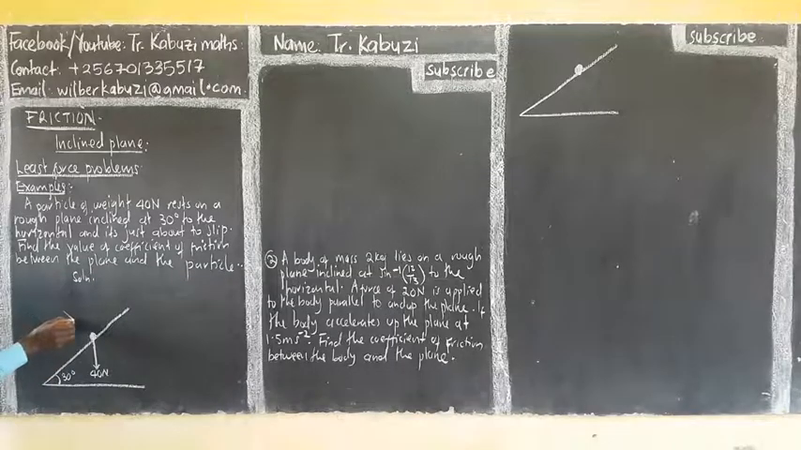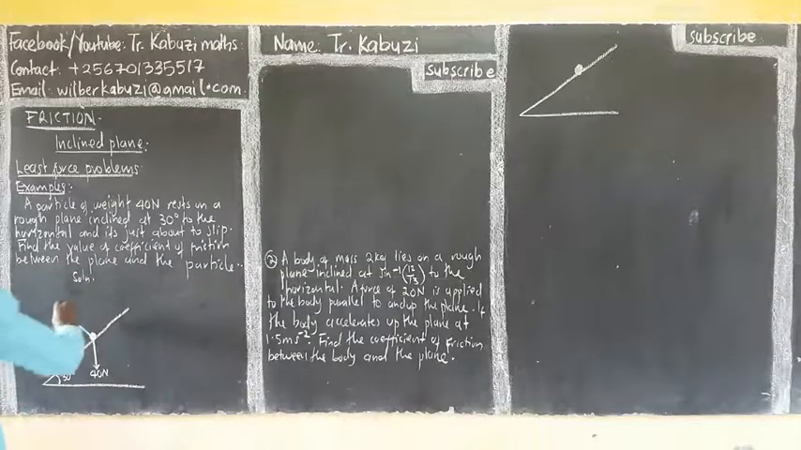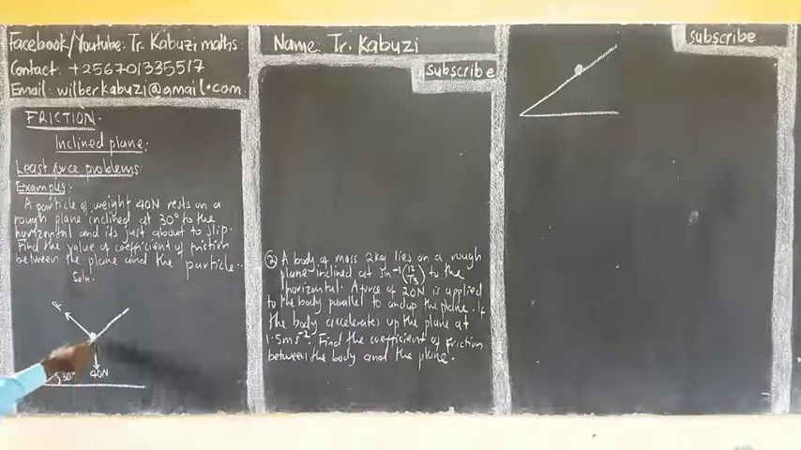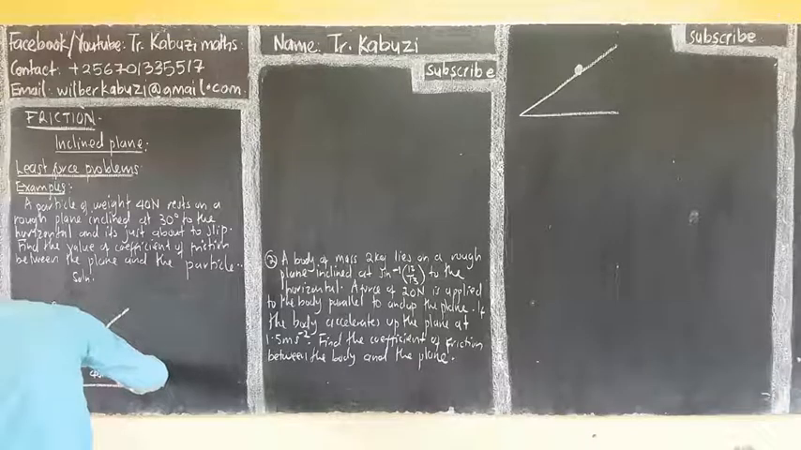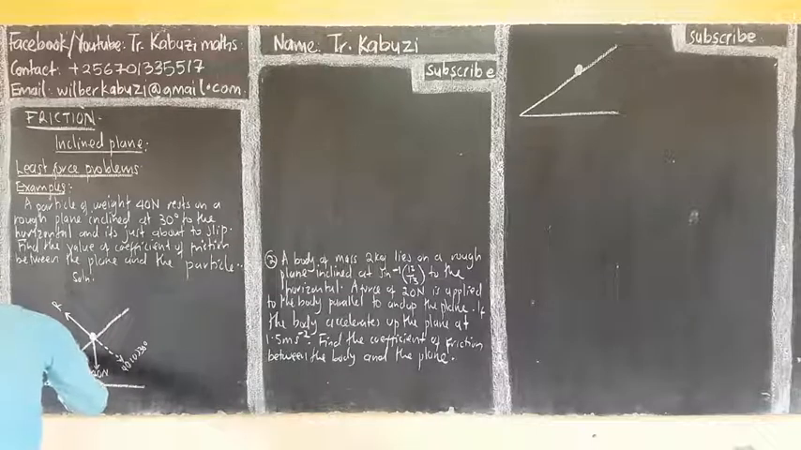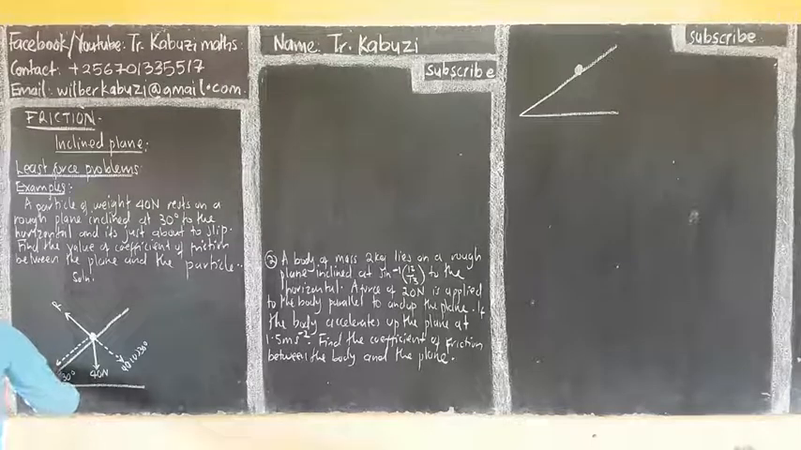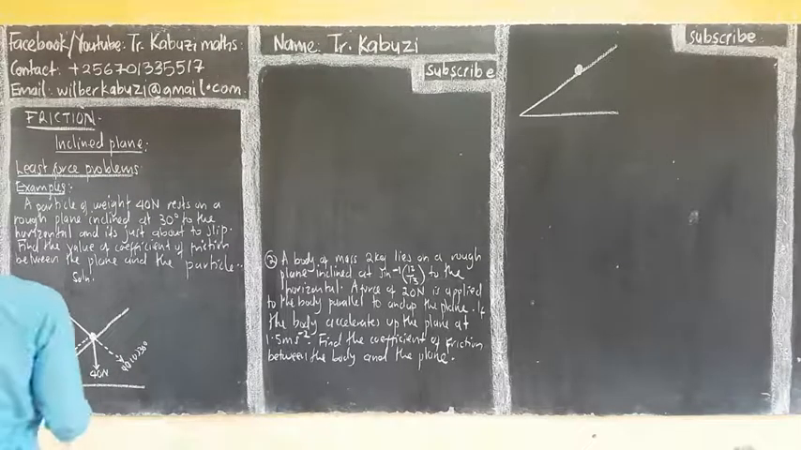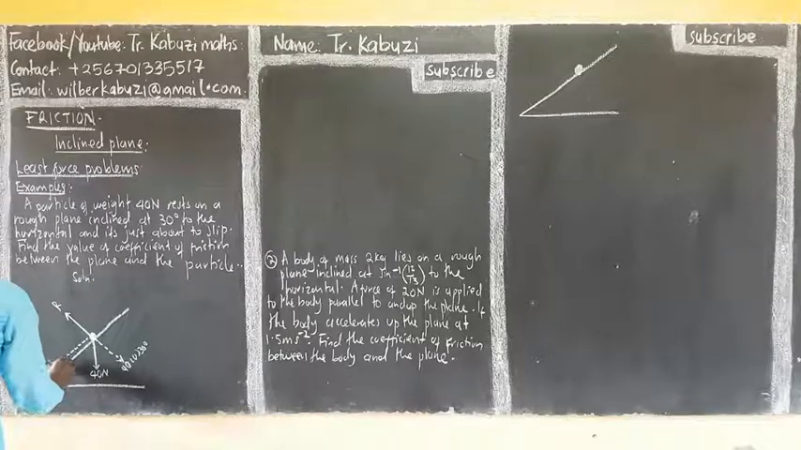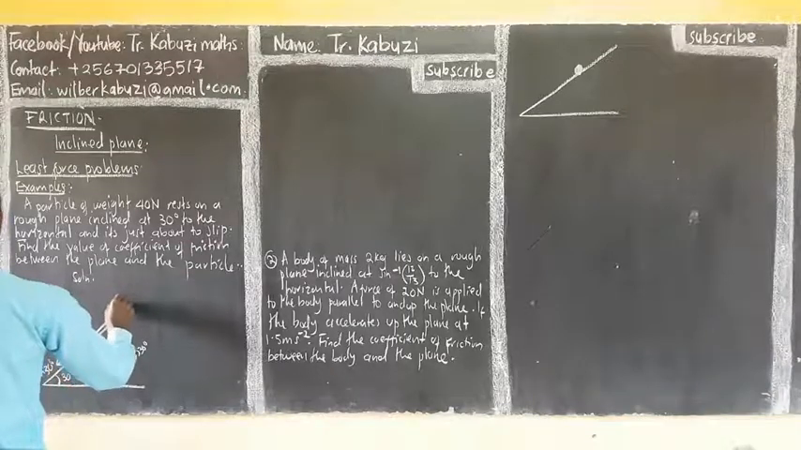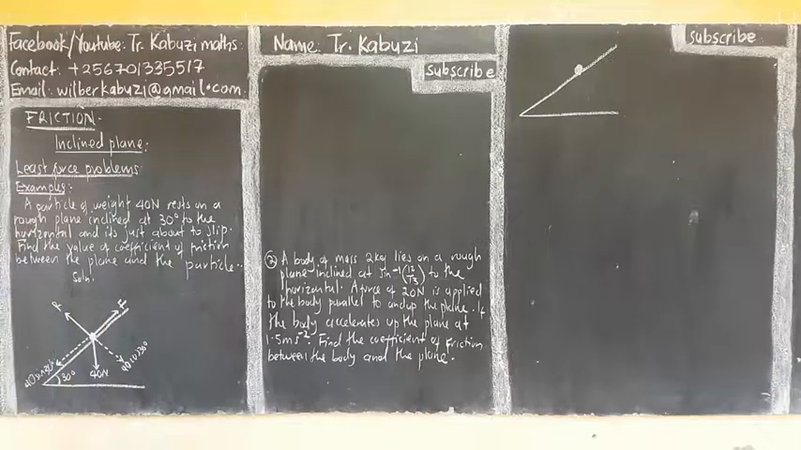Now we are going to have a horizontal, and a normal reaction, R. If we resolve this, because we have this already, it gives us 40 cos 30 degrees, and this will give us 40 sine 30 degrees. Because the body is going downwards, it's about to slide, so the frictional force is going to be in this direction, like that. That's why we have our frictional force.